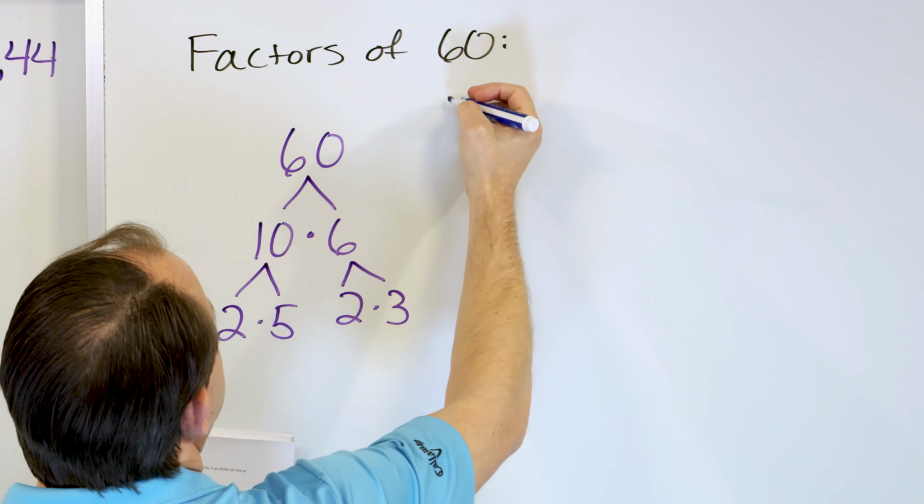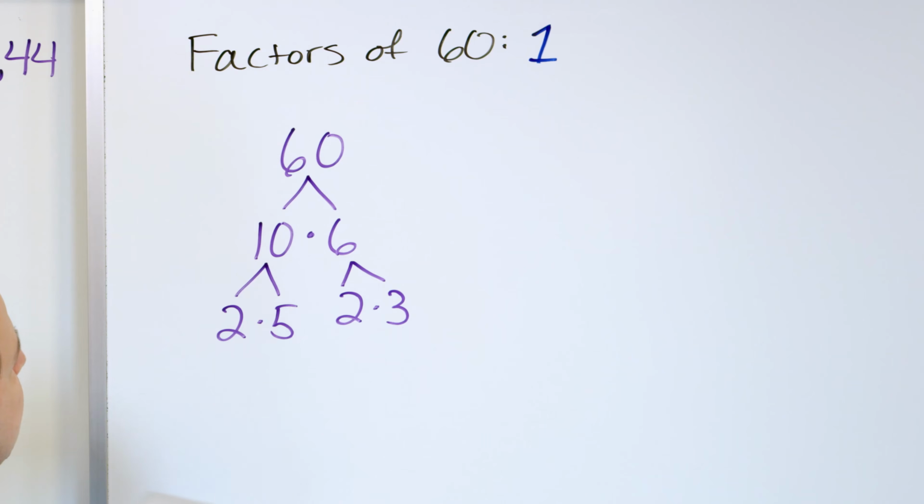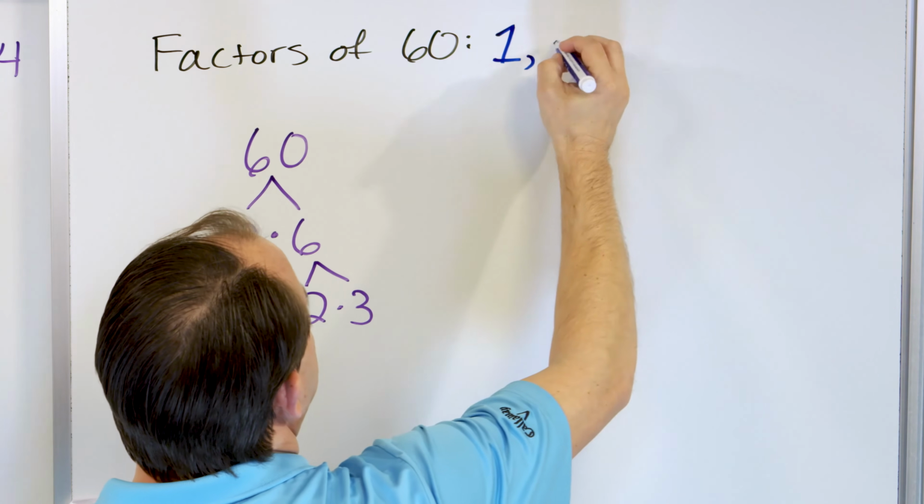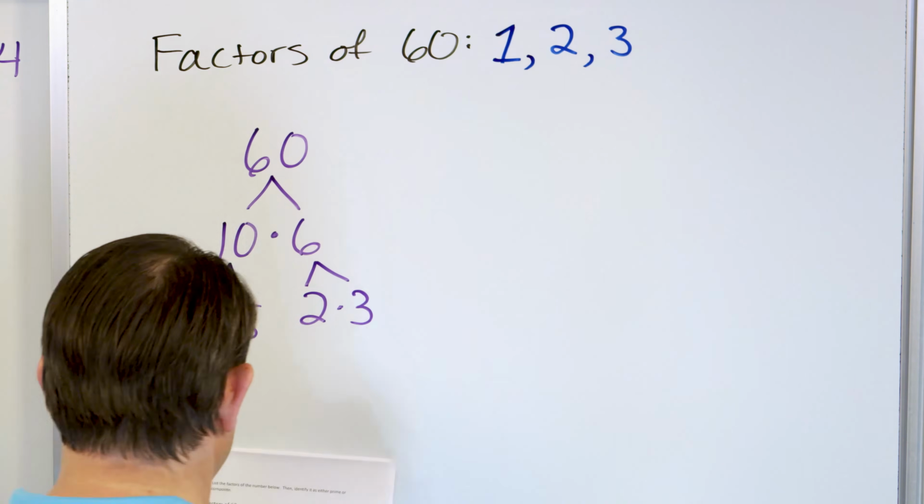So I'll just do it like this. We'll write the number 1. That's a factor, right? Look in my tree and 1's a factor of all numbers. Look in my tree and see what else I find. 2 is a factor. 3 is a factor, right? 3 is a factor.